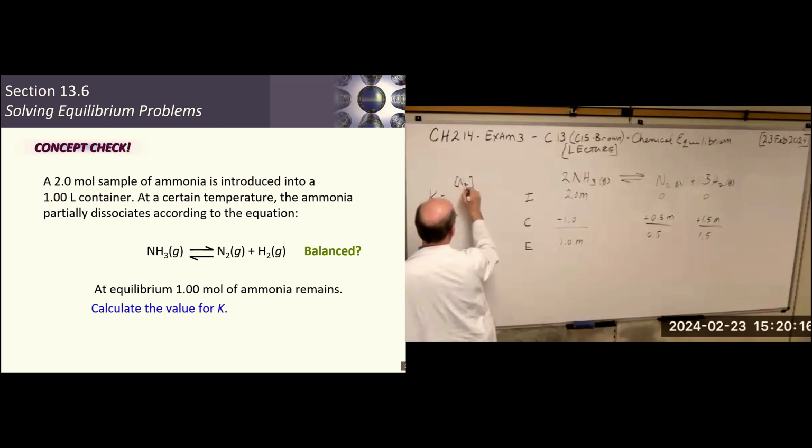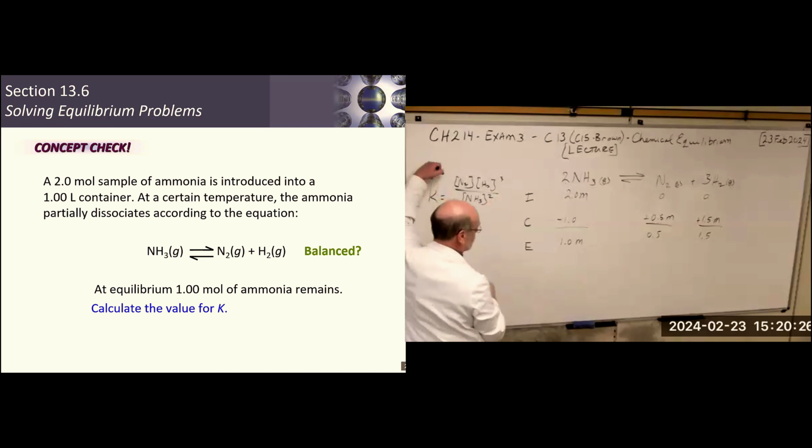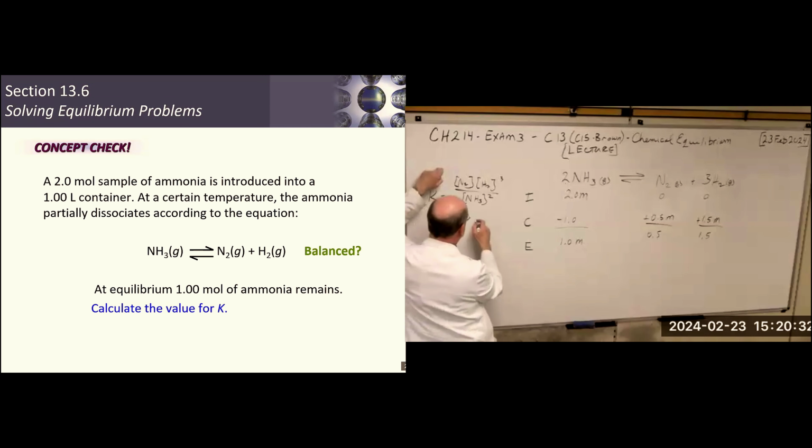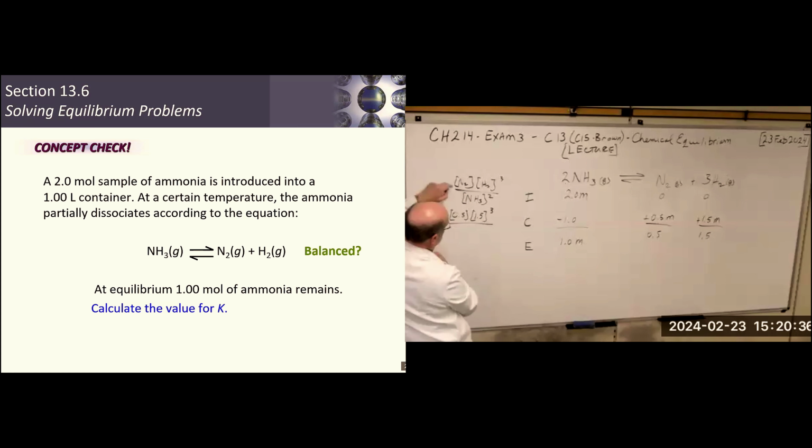So we got nitrogen, first power, hydrogen to the 3rd power, and ammonia, 2nd power. So nitrogen is 0.5, and hydrogen is 1.5 cubed, and ammonia is 1. Okay.